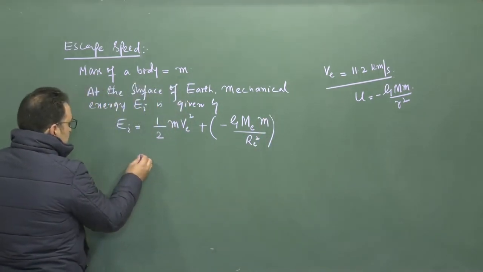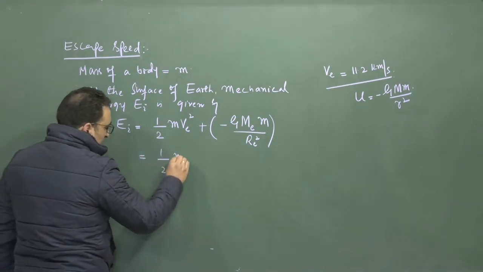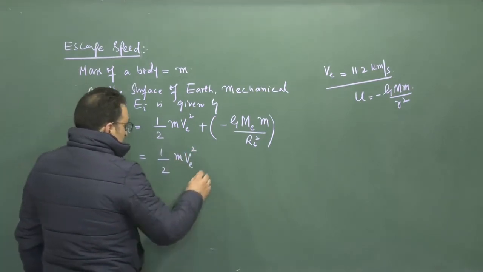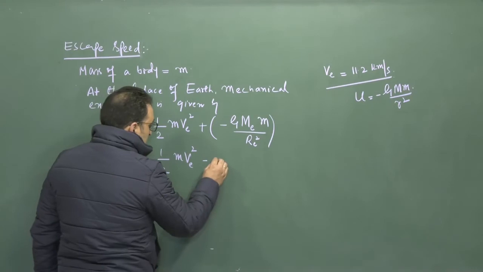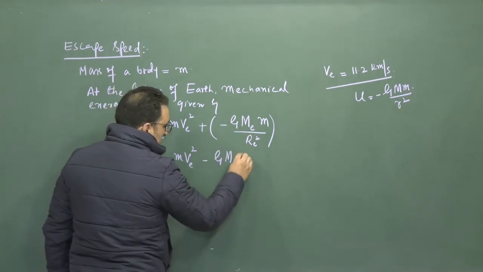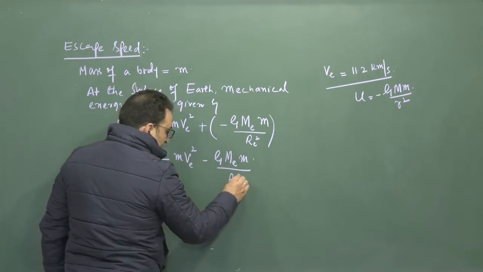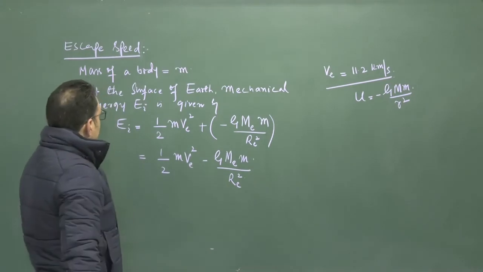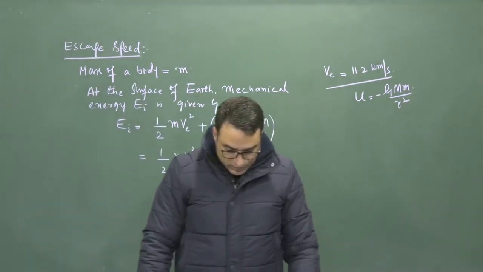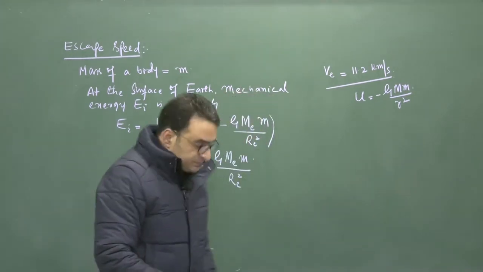Now we can write this expression as half of m v_e square minus G M_E m by R_E. This is the total mechanical energy E_i at the Earth's surface.